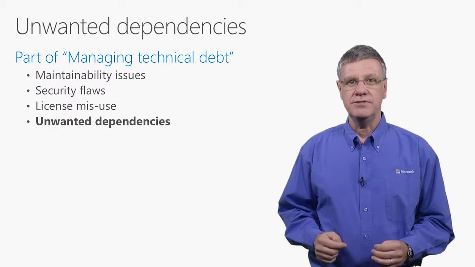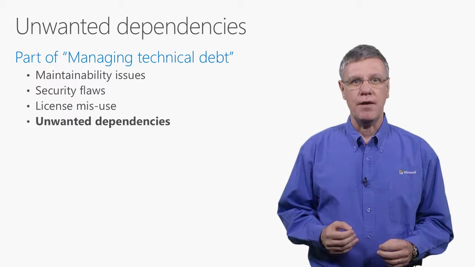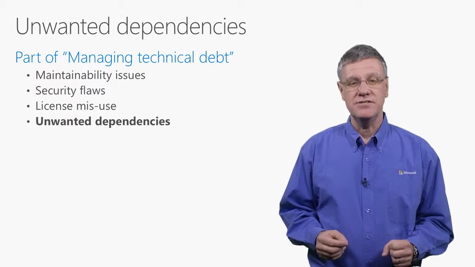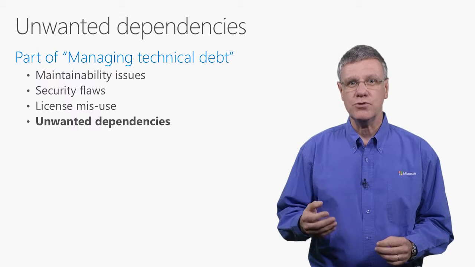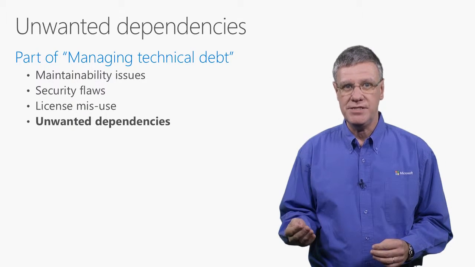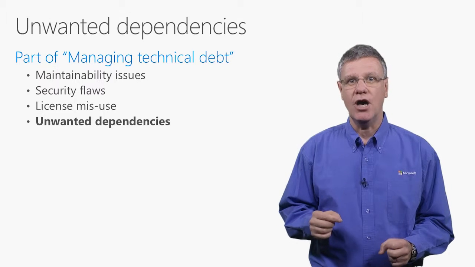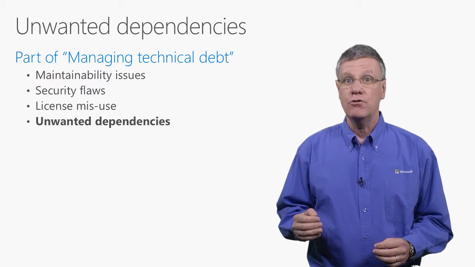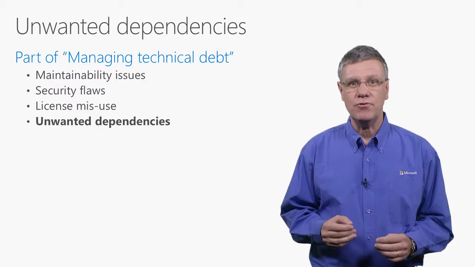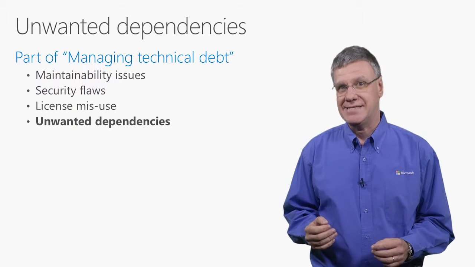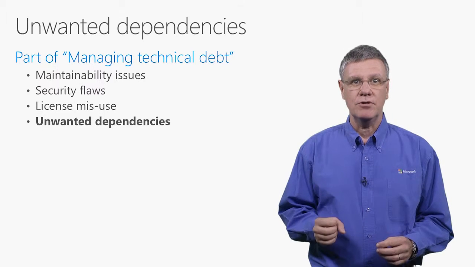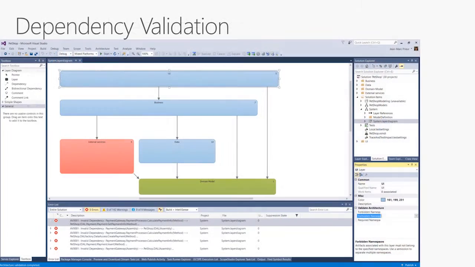Last year, I presented an on-demand Connect video about managing technical debt. Since then, you told us that for you, technical debt also includes security vulnerabilities, license misuse, and unwanted dependencies. The first two are covered in a separate video on implementing security in the DevOps cycle by Sam. This video is about architectural dependencies.